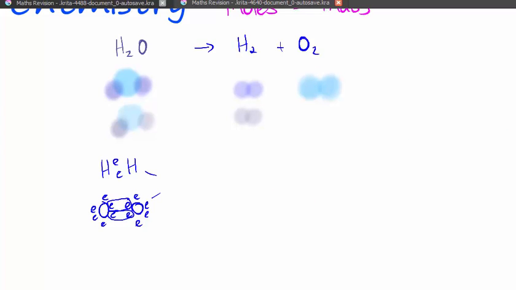So what I want you to see here is that in the end, if I balance this equation, for every 2 molecules of water, we will produce 2 molecules of hydrogen and 1 molecule of oxygen. Do you understand what the coefficient in a balanced equation means? It tells me how many molecules will react with how many other molecules to produce how many of these molecules and how many of those molecules. You understand that?